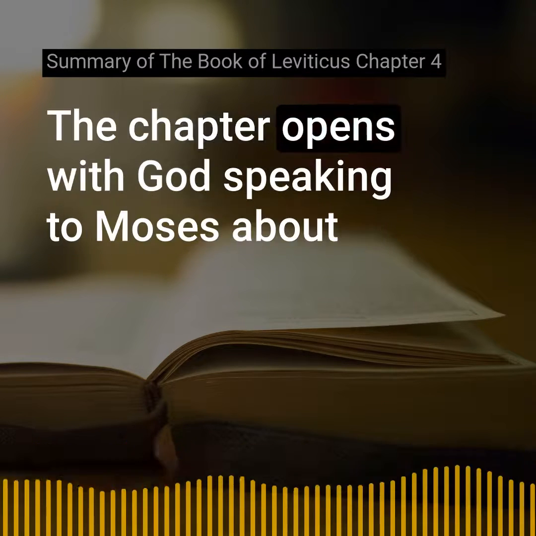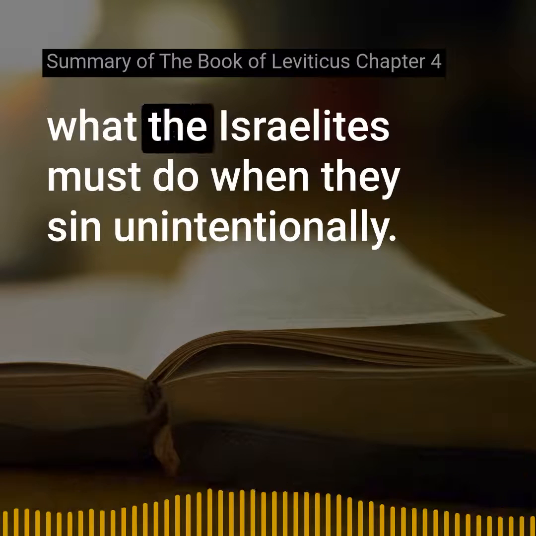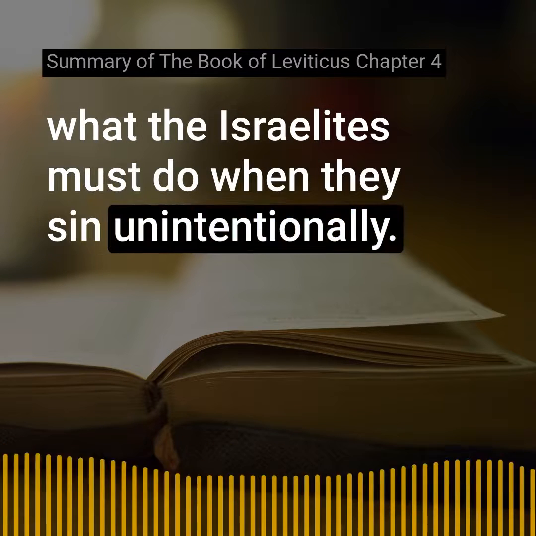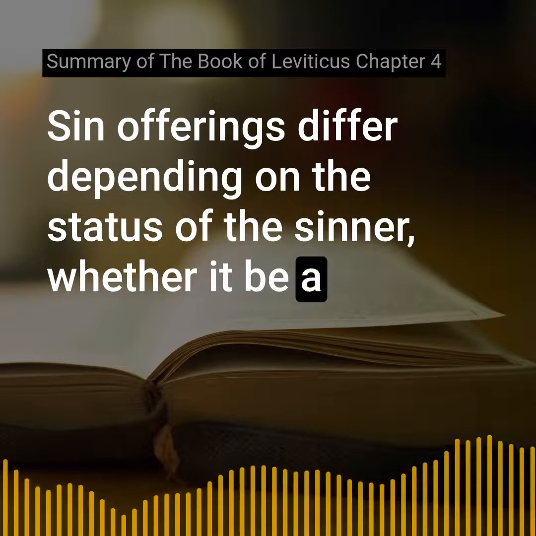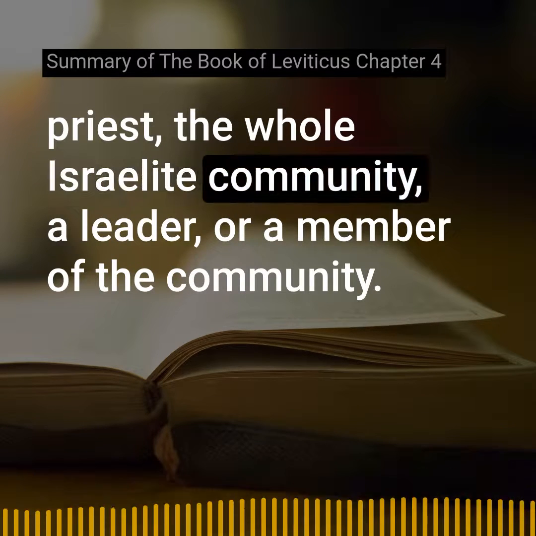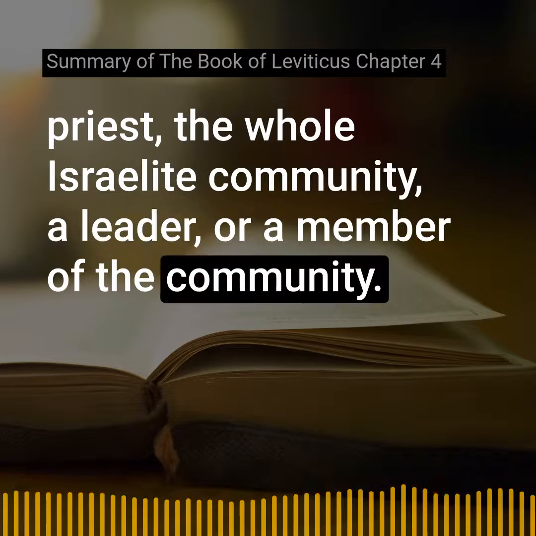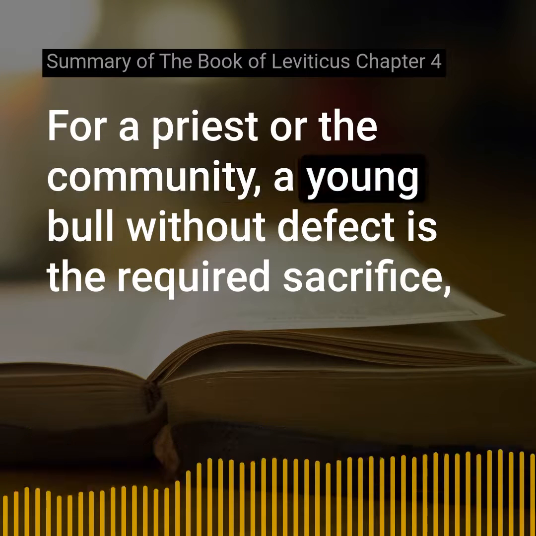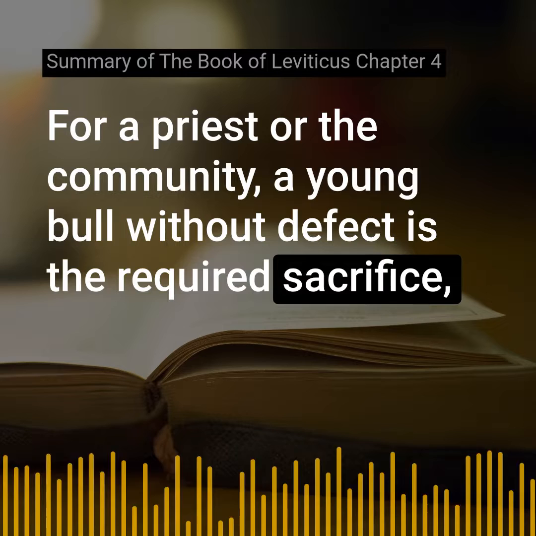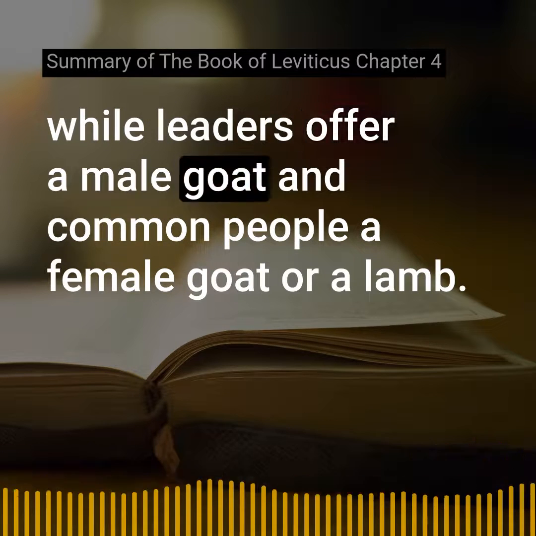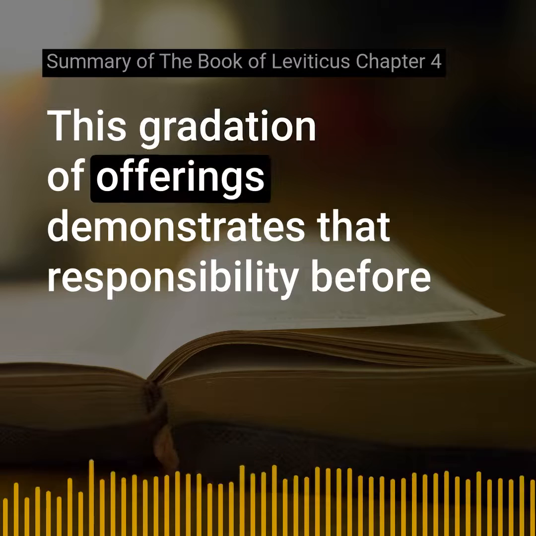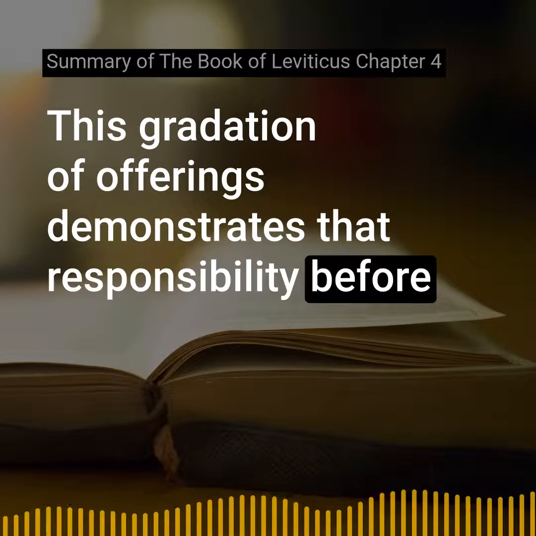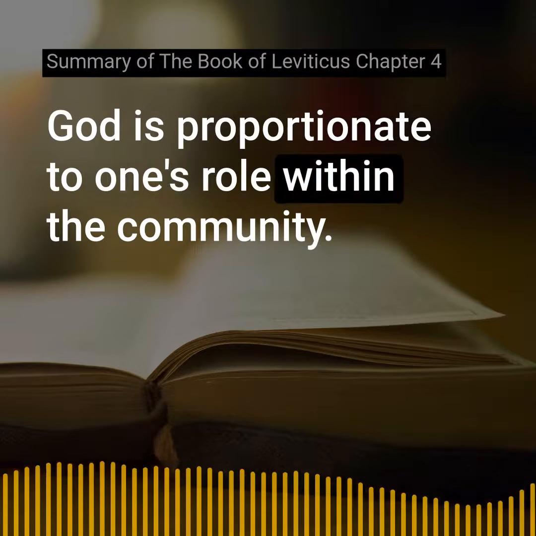The chapter opens with God speaking to Moses about what the Israelites must do when they sin unintentionally. Sin offerings differ depending on the status of the sinner, whether it be a priest, the whole Israelite community, a leader, or a member of the community. For a priest or the community, a young bull without defect is the required sacrifice, while leaders offer a male goat and common people a female goat or a lamb. This gradation of offerings demonstrates that responsibility before God is proportionate to one's role within the community.